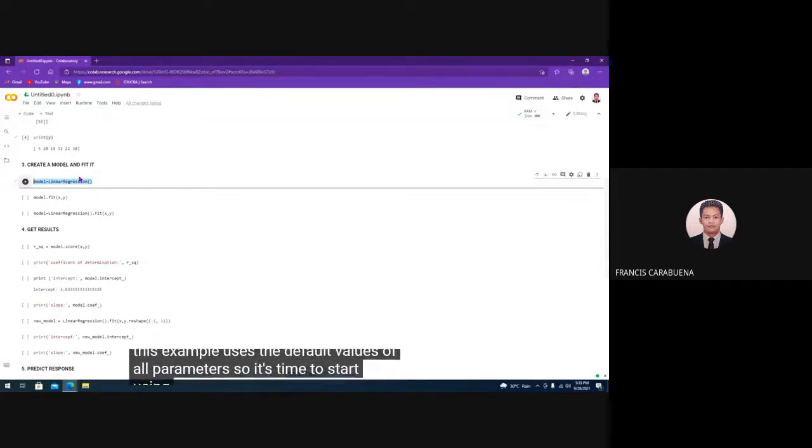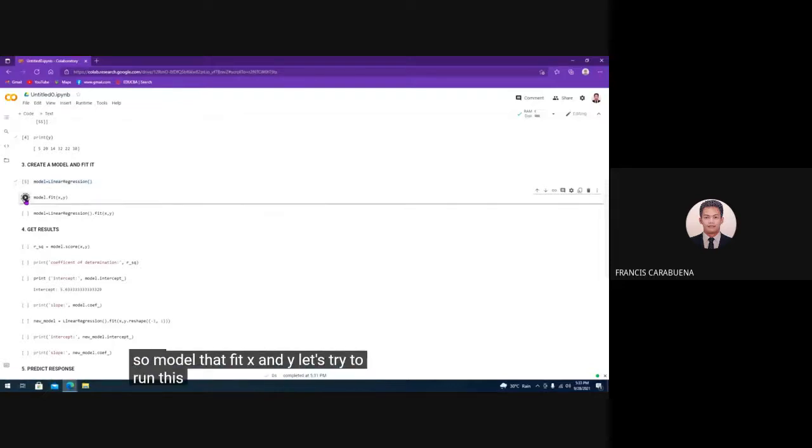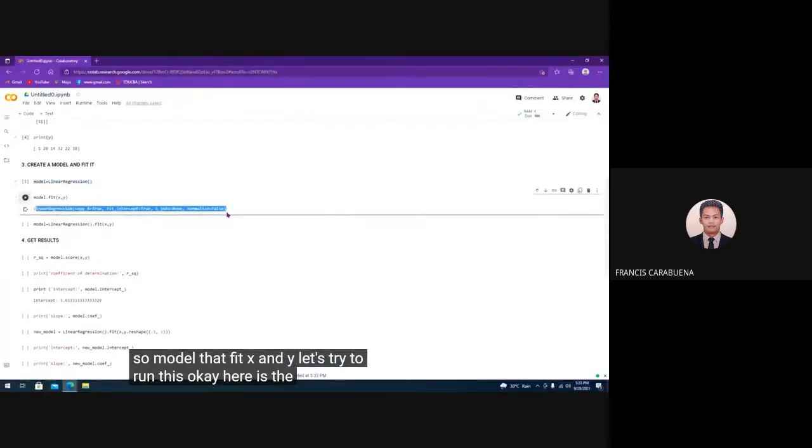So it's time to start using the model. First, you need to call .fit() on model here. So model.fit(x, y). Let's try to run this. Okay, here is the result. So by using .fit(), you calculate the optimal values of the weights b0 and b1 using the existing input and output, x and y, as the arguments. In other words, that fits the model.